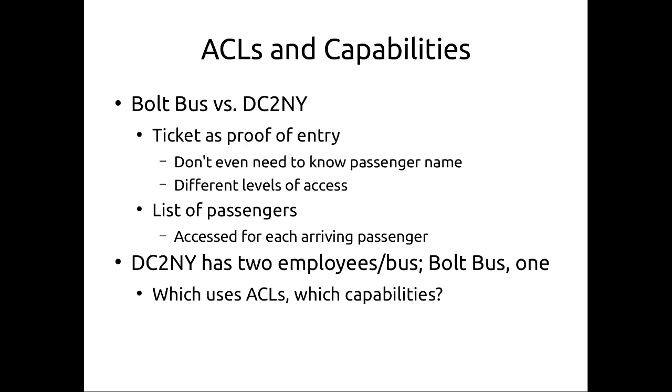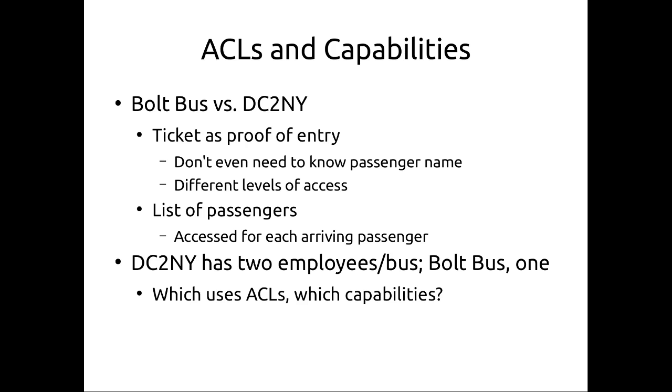So in this case, DC to NY had 2 employees, and one of them was always checking a list of passengers as a new passenger arrived. This is a relatively expensive operation for them to perform, which maps to access control lists. If the access control list gets relatively long, with many different people having access to that resource, it can be relatively expensive to check that type of permission. So DC to NY had 2 employees, one to oversee the access control list effectively and one to actually drive.